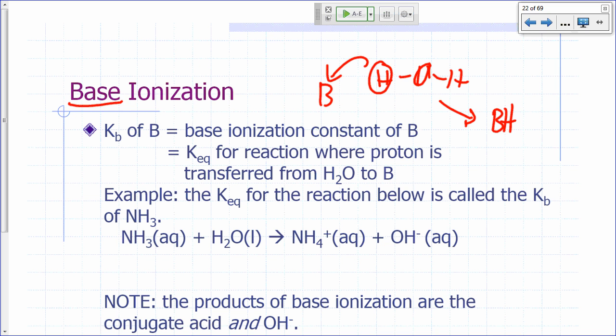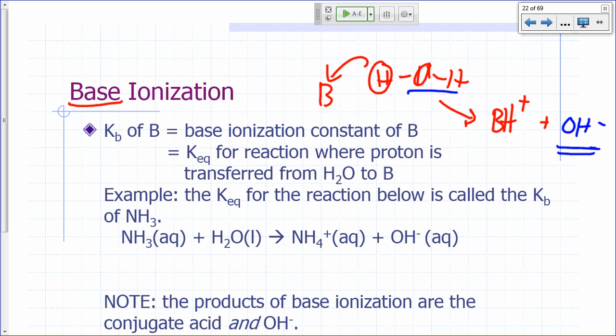That gives you BH plus if B is neutral. And what's left behind from the water? Hydroxide, right? So a base in the Bronsted-Lowry definition is a proton acceptor. And when that base happens to accept a proton from water, it leads to the production of hydroxide, which would explain the increase in the hydroxide concentration if you put it in water.